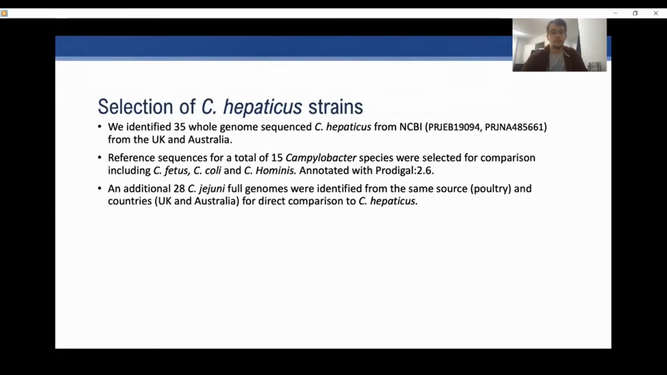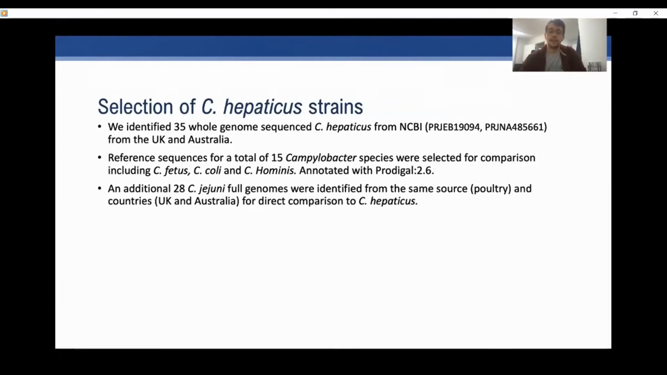So we wanted to drill down on what systems hepaticus can use to colonize the liver, because we know it as a liver colonizer, we know it can invade the liver, and we know it can go on to cause spotty liver disease. What kind of alternative metabolism systems and other systems might be used by hepaticus to facilitate this invasion?